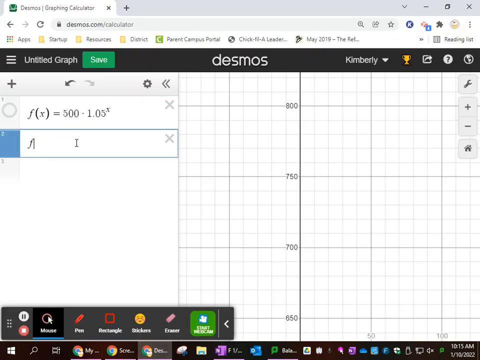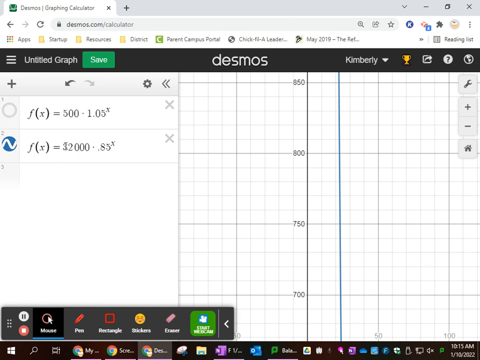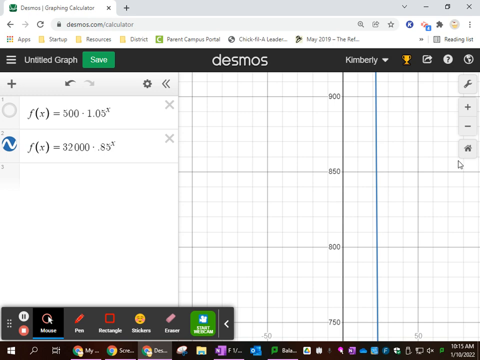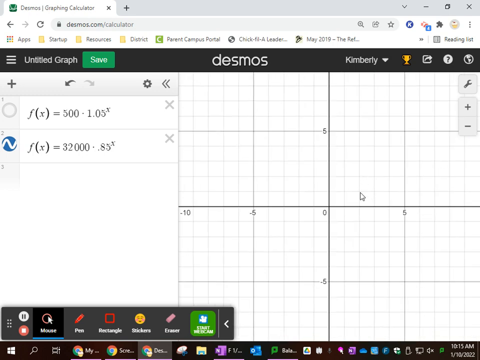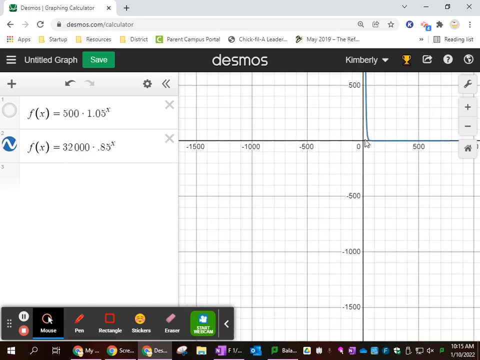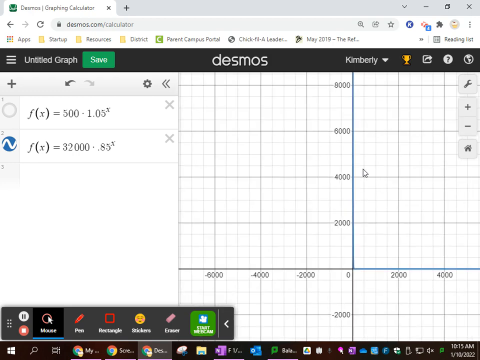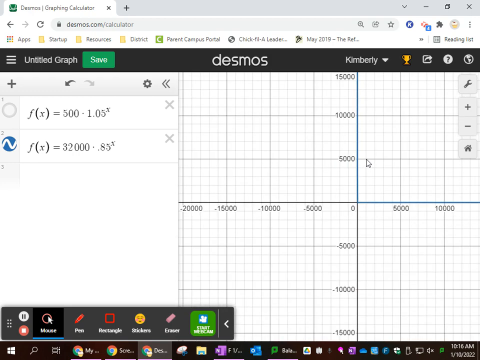So this will be f of x equals 32,000 times 0.85 to the x. Okay, well, the first thing I need to do here is go to where 32,000 is. That's the starting point. If you get lost in your zoom, you can just do like that, and then you just want to scroll out until you see the function. And then I want to find 32,000.